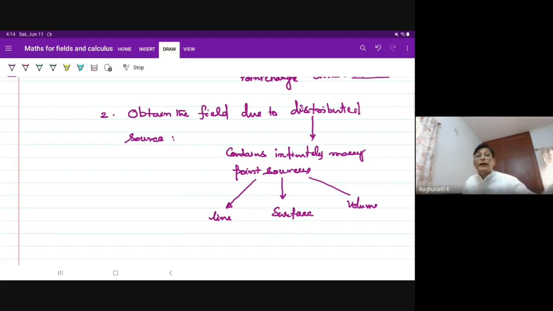In the case of current, filamentary current we call it. Filamentary is what it says. Filamentary conductor is a normal conductor of circular cross section with radius tending to 0. Normally we cannot have it. But whenever we say that it is a line, you should understand that it is a cylinder of 0 radius.